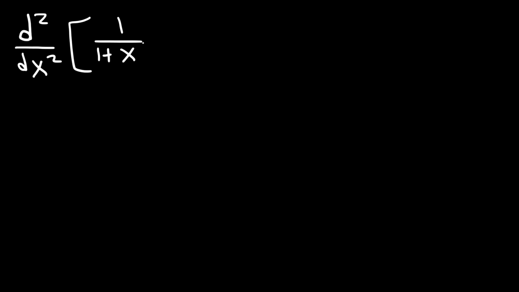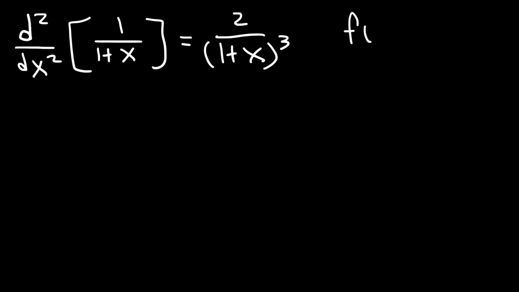Now let's write down what we know. The second derivative of 1 over 1 plus x, we've determined that it's equal to 2 over 1 plus x to the third power, which is 2 times the function that we're trying to represent as a power series. So let's begin by writing the power series for that expression.